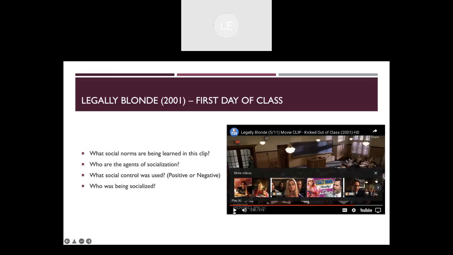Again, we have to remember that everyone in this interaction was being socialized because they were witnessing and realizing the penalties for not abiding by the social norms of the classroom. Okay, hopefully this was helpful to understand how social control works, how people socialize others into various situations, and different agents of socialization. If you have any questions, please let me know, and good luck on your work this week.